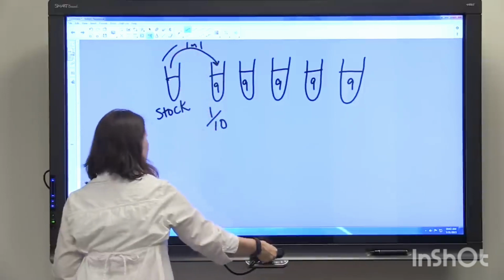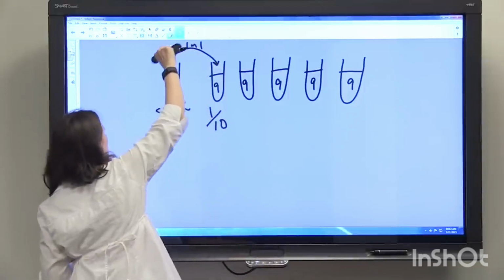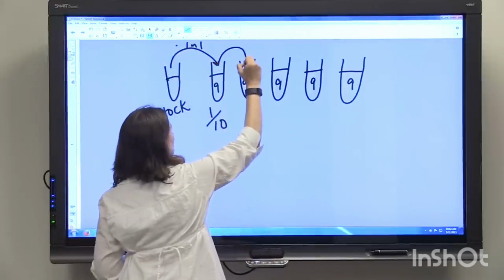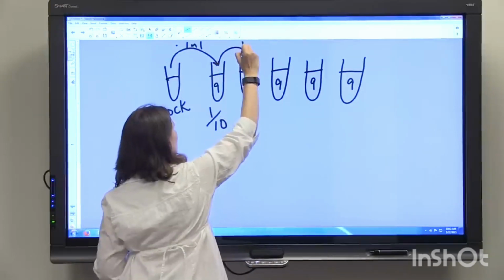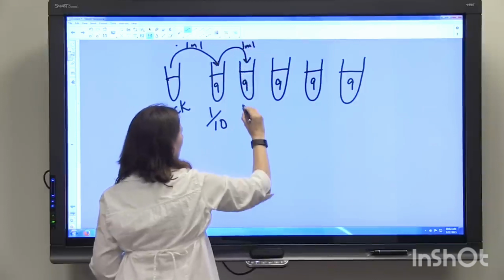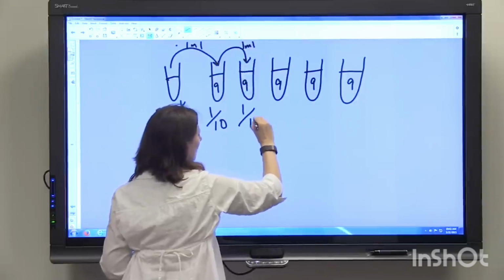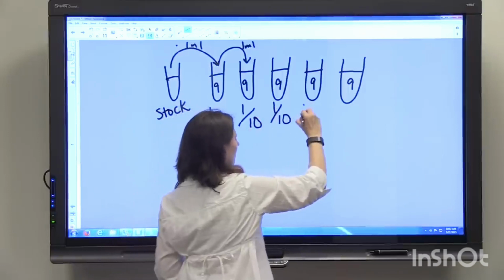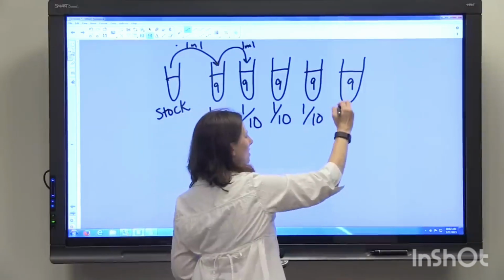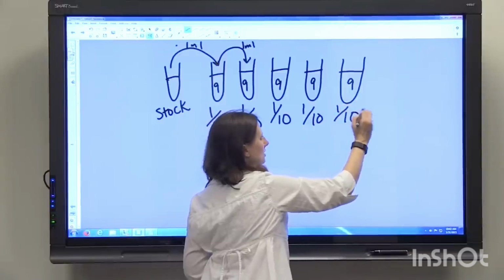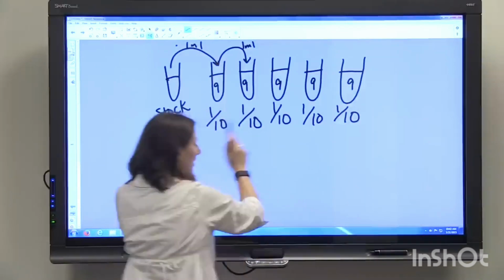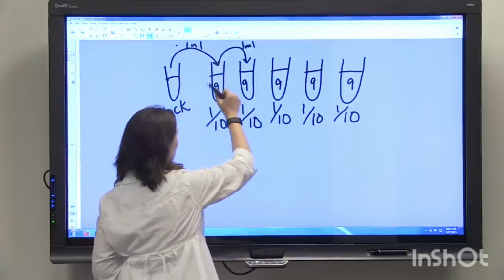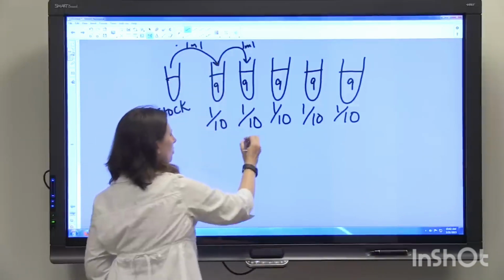Oops, I'm sorry. It's not a dilution series, so we're not using that. You mix that well and add 1 ml. Again, each time we're going to add 1 ml to 9 mLs for a total of 10 mLs. Each time your dilution factor is 1/10, but each time you're diluting your original concentration more.